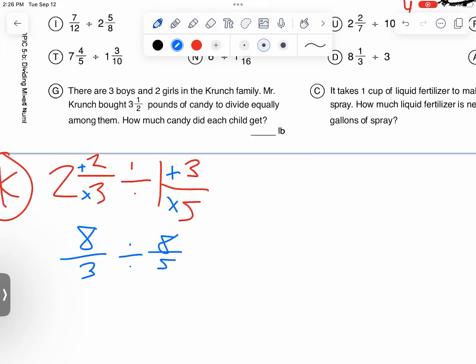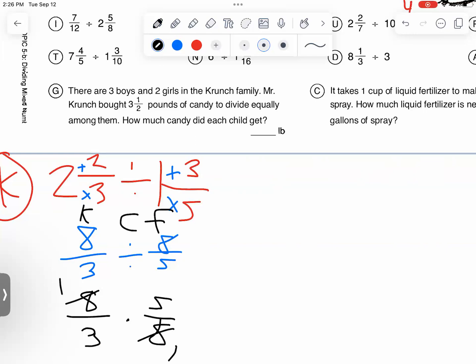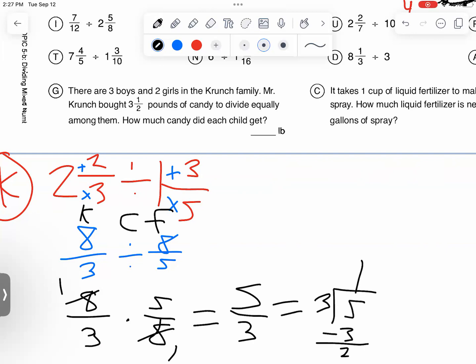Now on this step, we need to put our keep change flip. So we have 8/3 times 5/8. Keep the 8/3, change the multiplication, flip to 5/8. 8 and 8 become 1 and 1. So we have 5/3. 3 goes into 5 one time, so we have 1 2/3. So 1 2/3 for K.